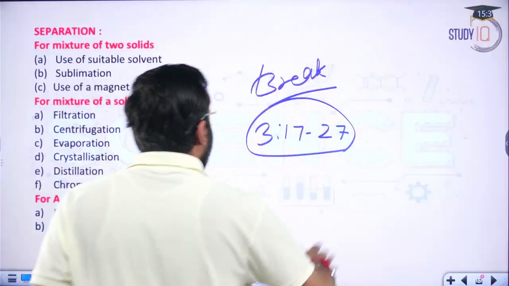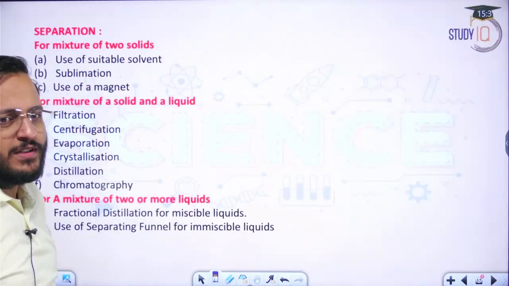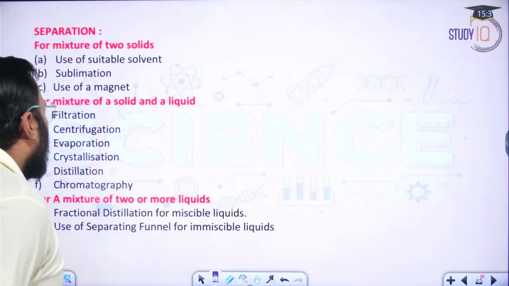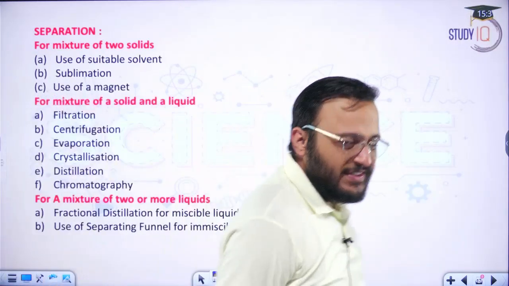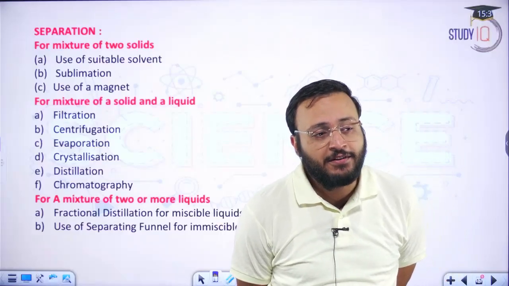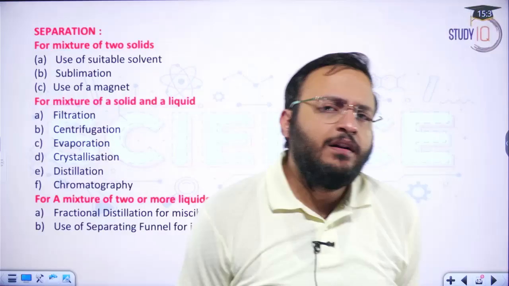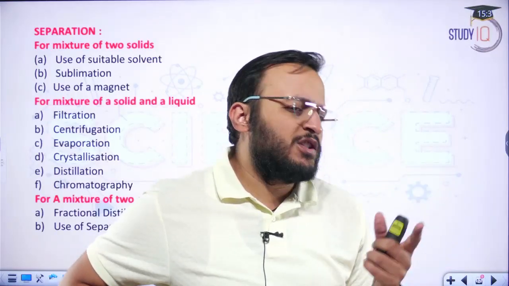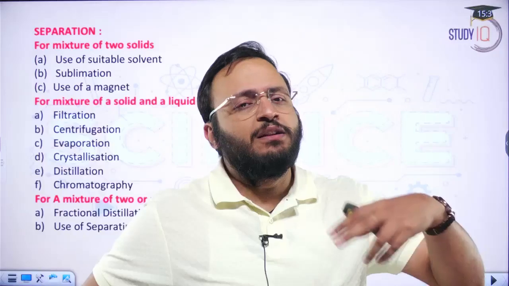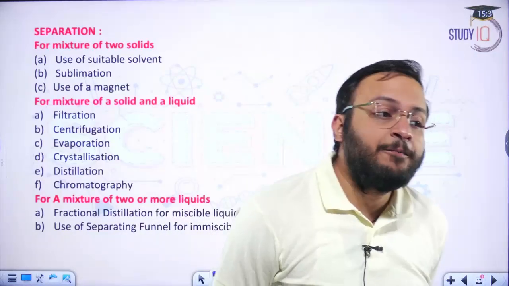Welcome back, everyone. So now let us talk about the separation. So guys, separation is basically done with the help of different methods. When two solids are there, they are separated with the help of a suitable solvent. For example, suppose we have very fine white particles mixed with salt particles, then we can mix it in water. The salt will be dissolved and we can separate it out.